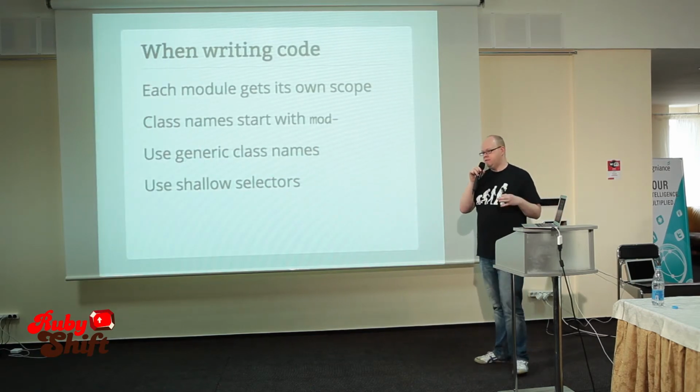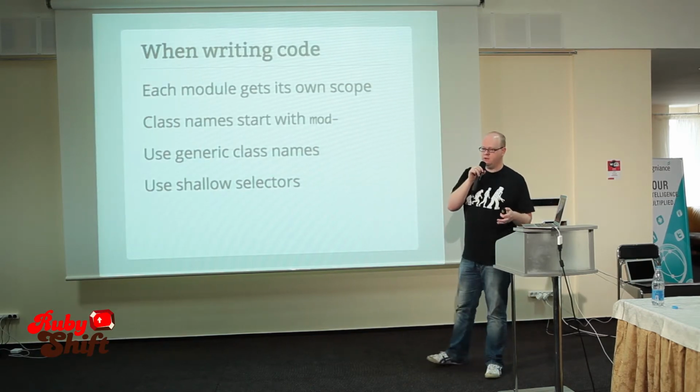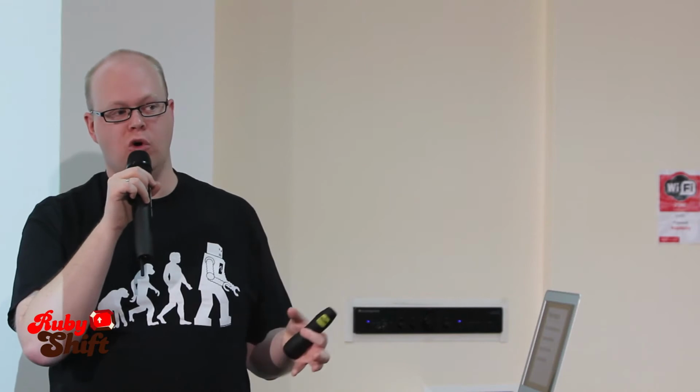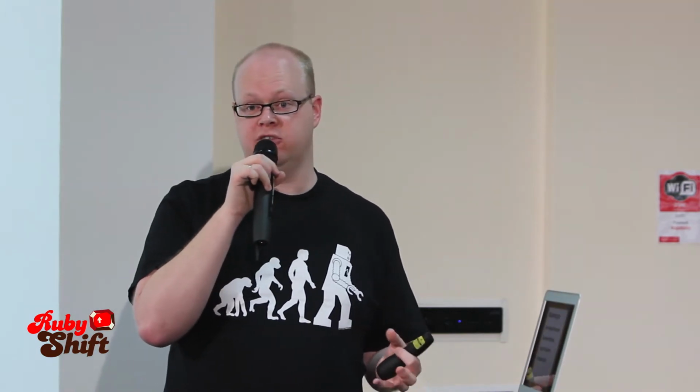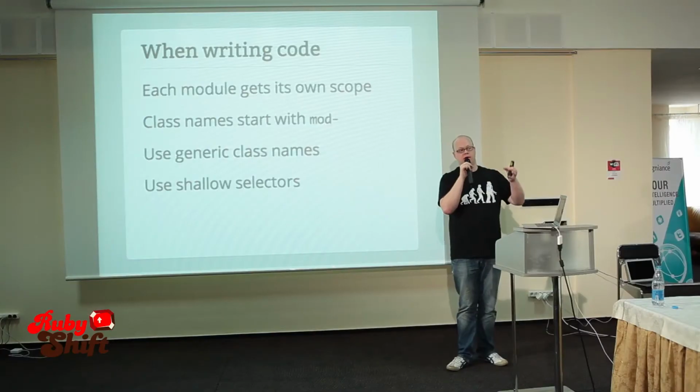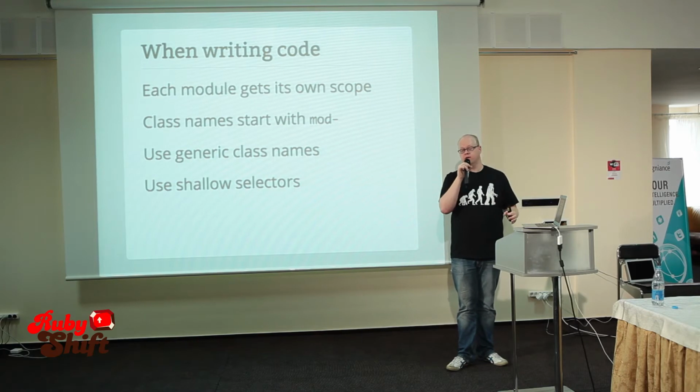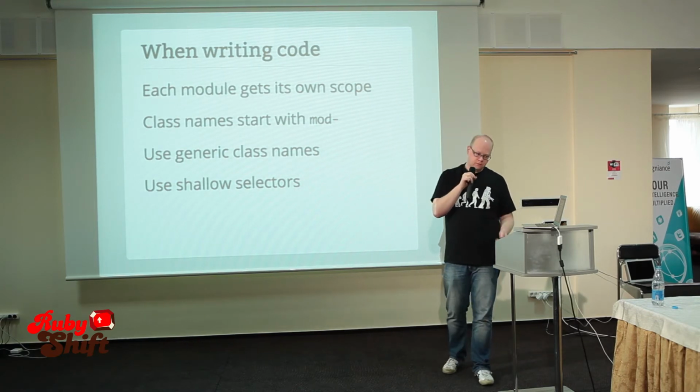So each module gets its own scope. I'll get into that in a bit with some code. I start all my module class names with mod dash. So I know that this class name is about an actual module, and it also means that scope-wise in HTML, if an element's opening tag has a class name that starts with mod dash, I know that the module doesn't end until the closing tag for the same element.